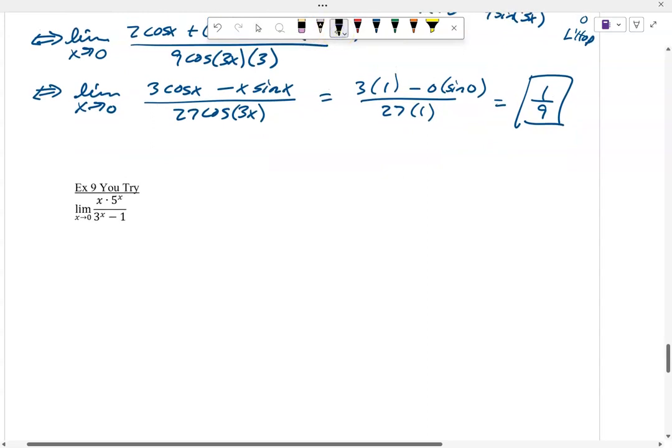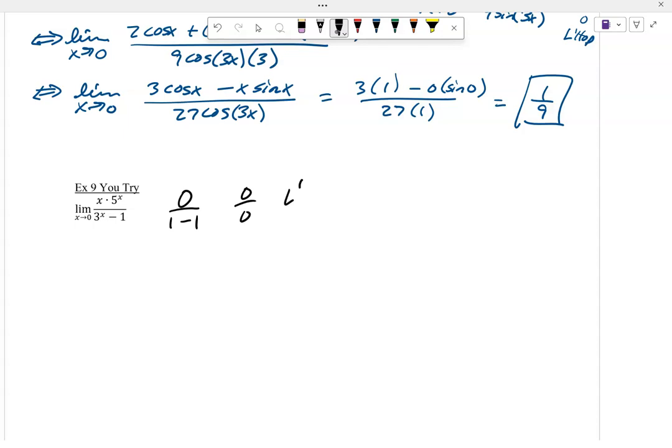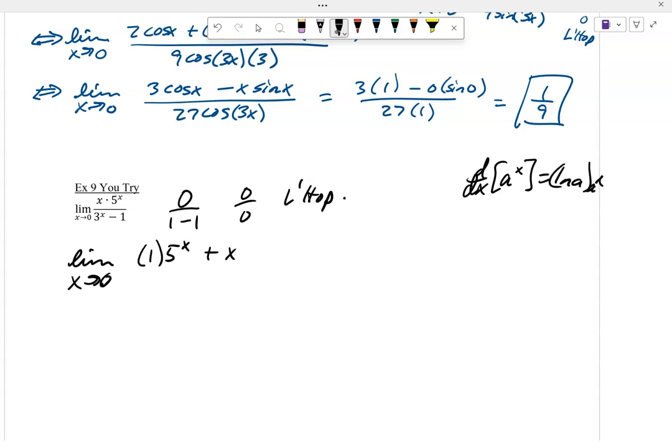All right, how about this one here? It looks like I got 0 times 5 to the 0 over 3 to the 0 is 1. So it looks like I got 0 over 0. Again, L'Hopital's rule applies, indeterminate in form. And so we've got derivative of the first, derivative of x is 1 times the second, plus the first derivative of, remember the derivative of a to the x is ln of a to the x, right?